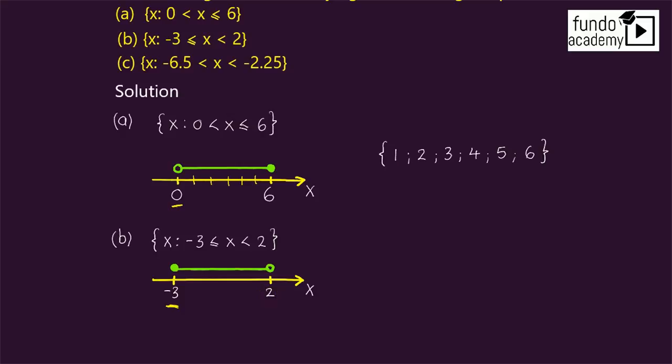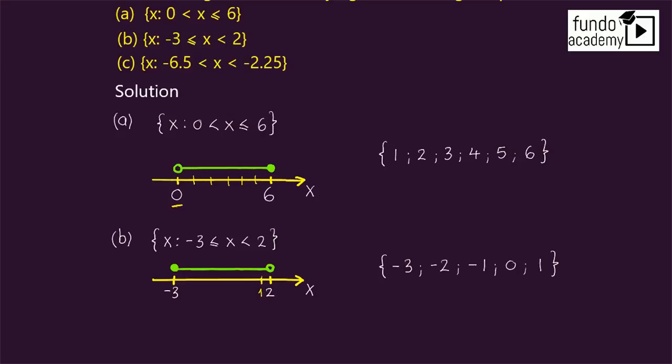So the integer values will start from -3. So it's from -3 going on up to the integer that is just below 2, which is 1. So the last integer will be 1. So the values will come out as -3, -2, -1, 0, and 1. So these are the integer values that you find within our inequality, or the range of values.